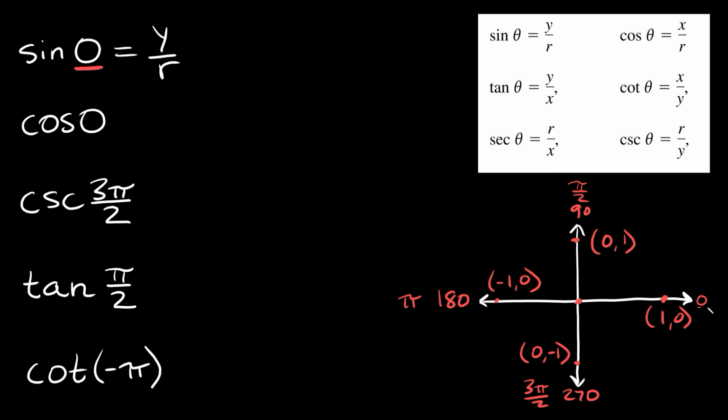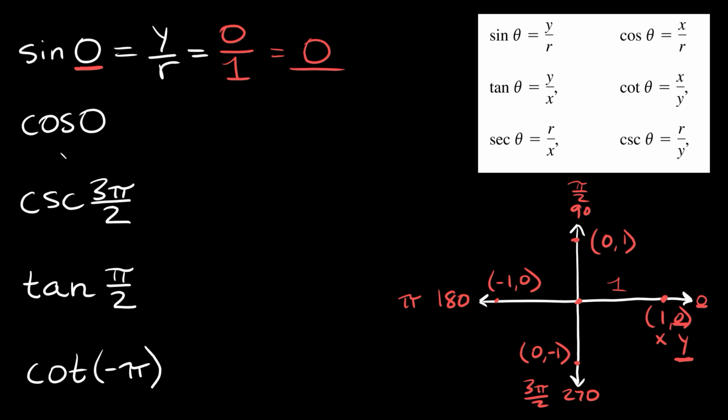So let's look at 0 degrees. 0 radians is right there. This is our x coordinate, this is our y coordinate. So what is y and what is r at 0? Y is given as 0, so we're going to plug in a 0 up here for y. And r, we said we're going to assume is the exact same number for all 4 of these, equal to 1. So we plug in a 1 for r. 0 divided by 1 is simply equal to 0. So the sine of 0 is equal to just 0.